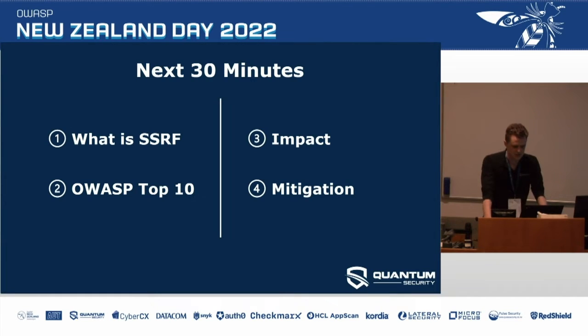So for the next 30 minutes, there are 4 main points I want to cover. Go into a bit of what actually is server-side request forgery, shortened to SSRF. I'm going to talk a bit about the OWASP Top 10 and how it's been included. Then we'll go into impacts, and then as well what we can actually do to fix this vulnerability.